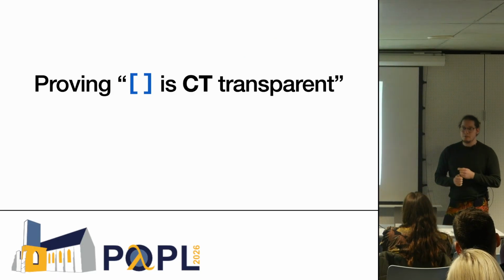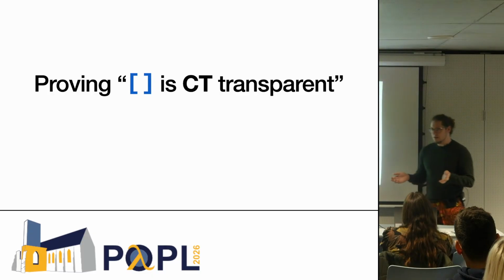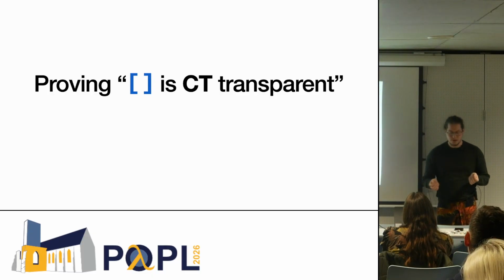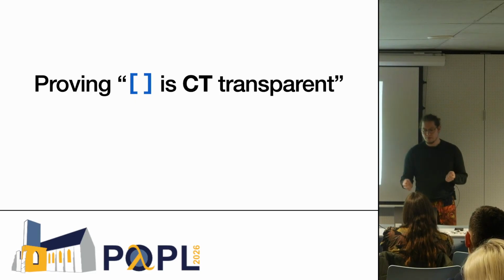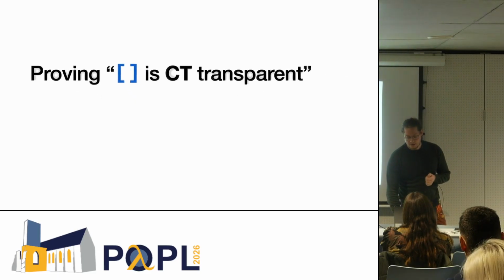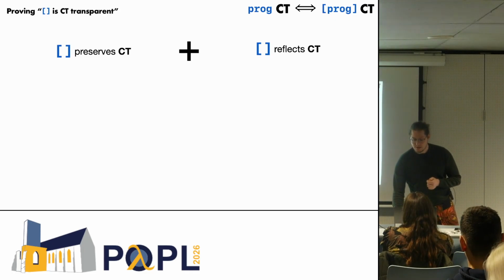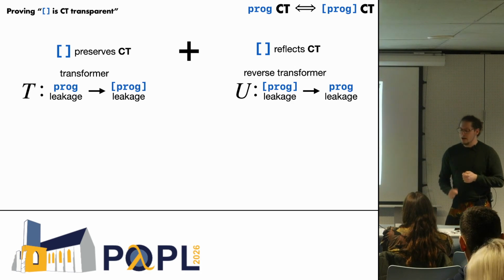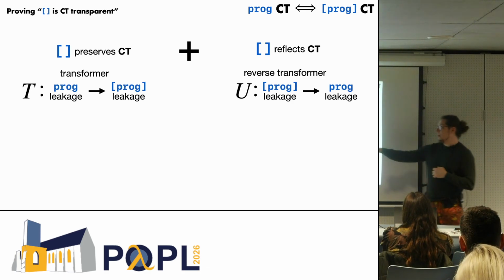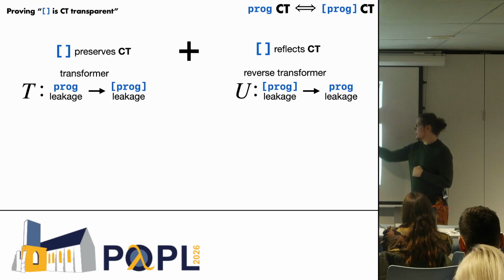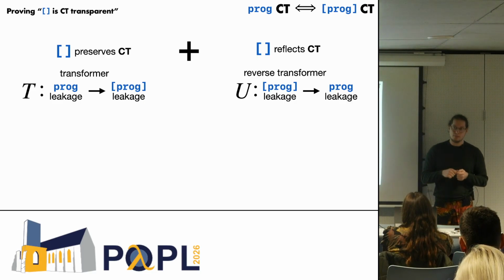About transparency, well, we know how to prove reflection and preservation, so we could do just both of these. But we thought maybe we can do better. What we need is the following. We need a simulation, and we need a transformer and a reverse transformer. The transformer maps from source leakage to target leakage, and the reverse transformer maps from target leakage to source leakage.